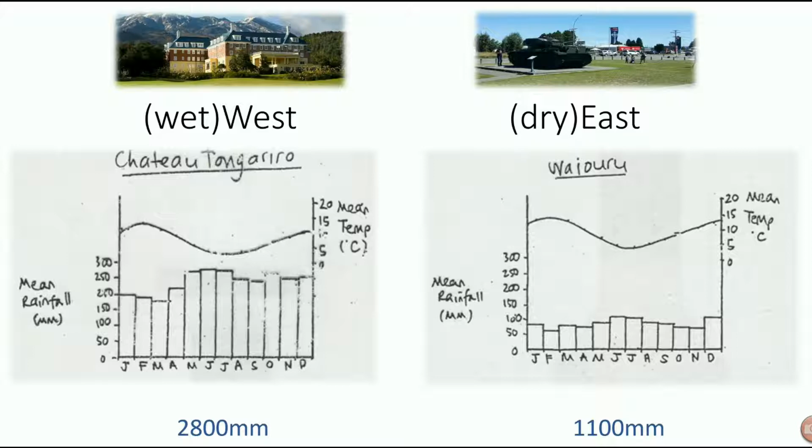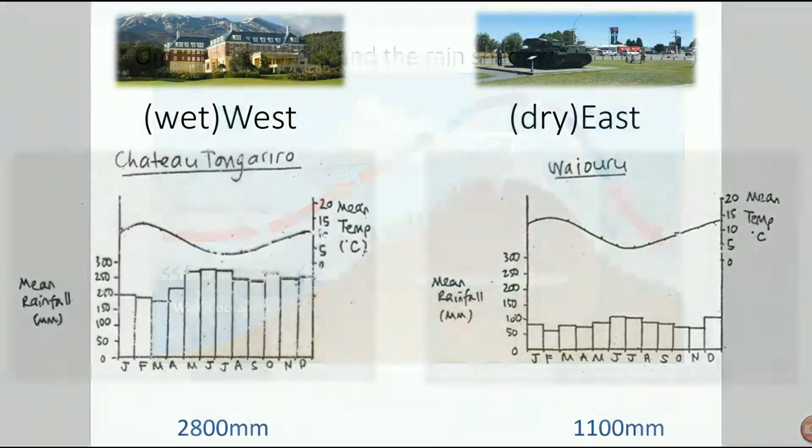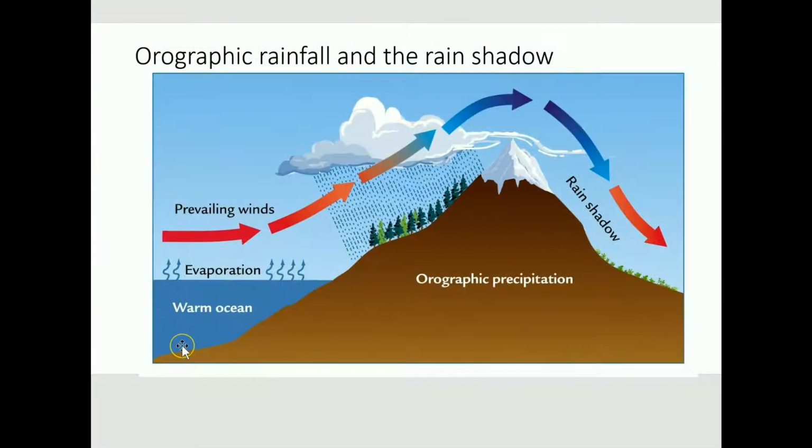So why is this? It happens because of orographic rainfall. Orographic rainfall is a process, and it happens when the prevailing winds, and the prevailing winds are the direction the wind usually comes from, come across ocean, picking up water all the time. When the winds reach the land, they're forced up and over because winds can't travel through the rock. So the winds are forced upwards and over. So this moist air rises.